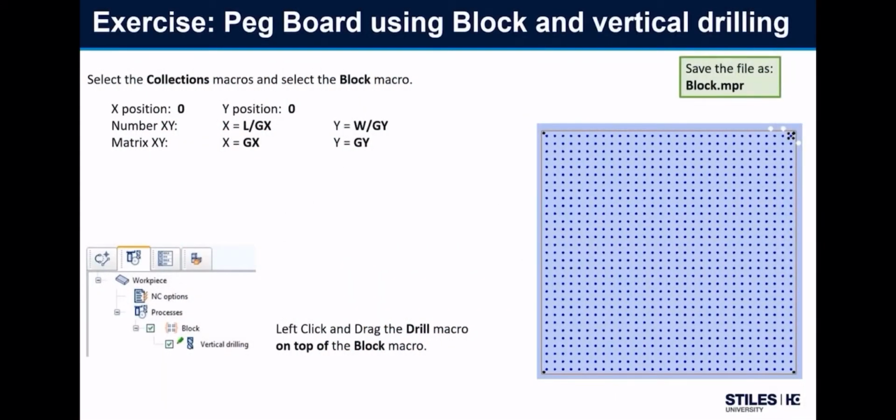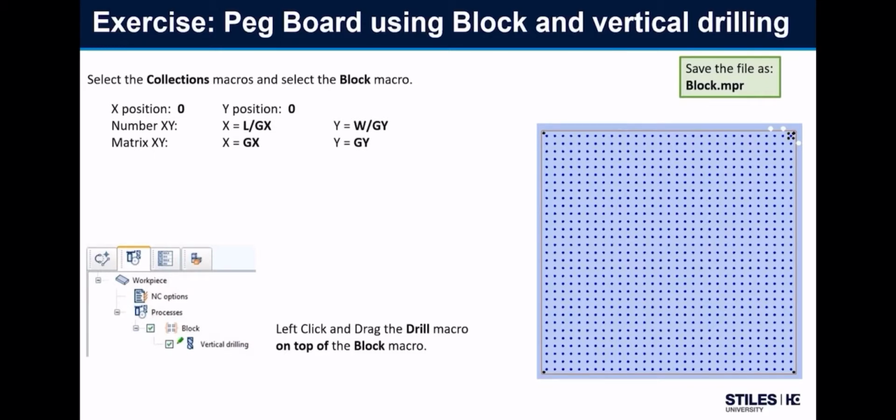Next, select the Collection Macros icon, then select the block macro. The X and Y positions of the block is 0. Instead of trying to count the number of holes in the panel you want, divide the length and width of the panel by the grid matrix and let the computer do the math for you.